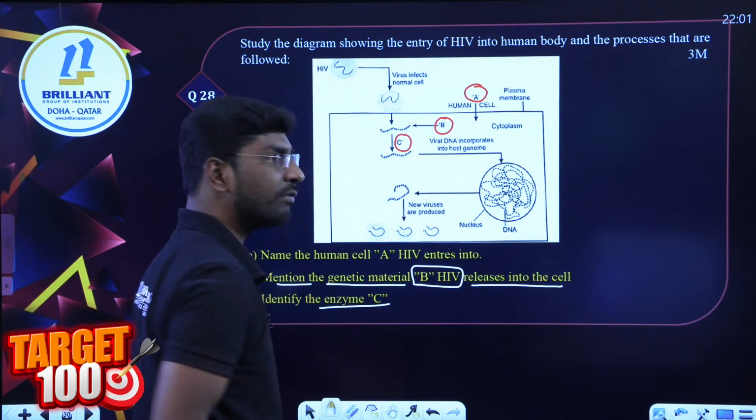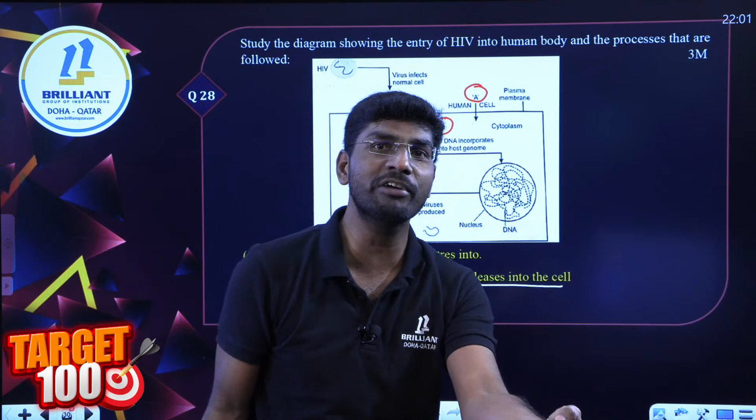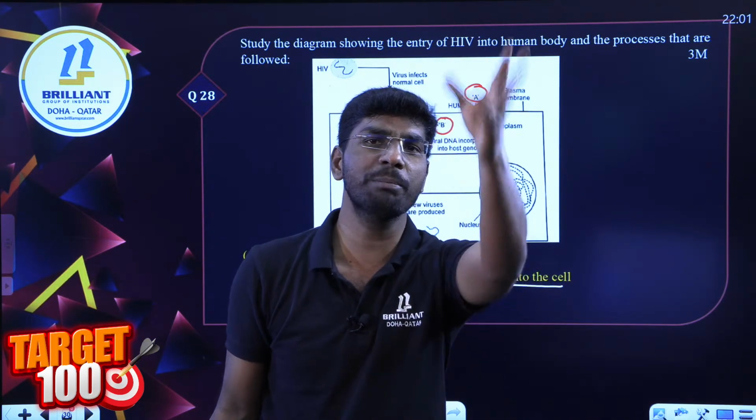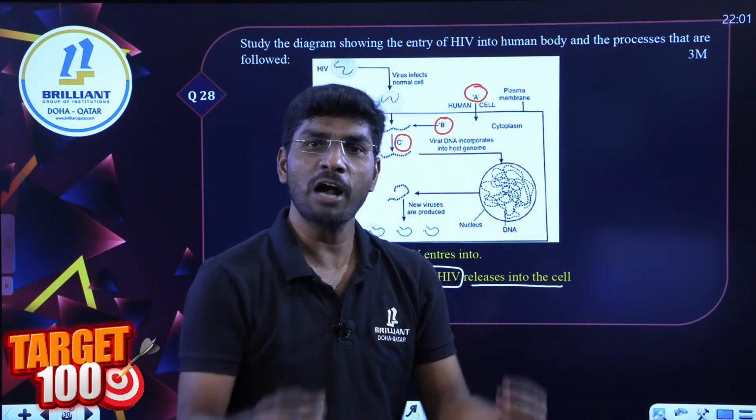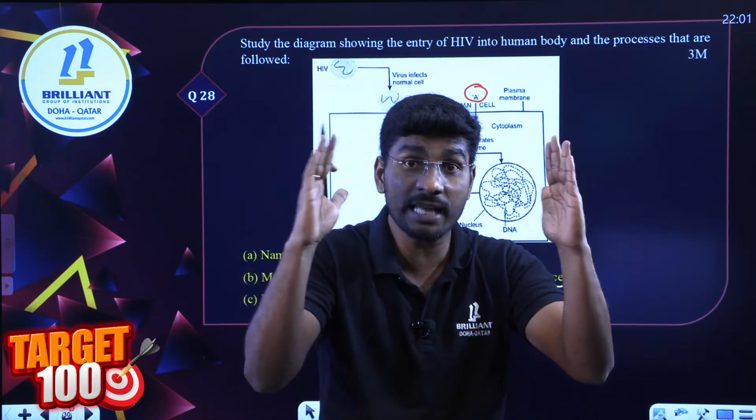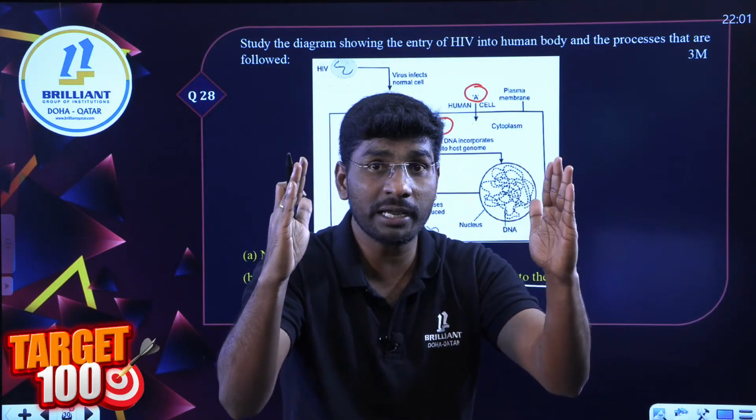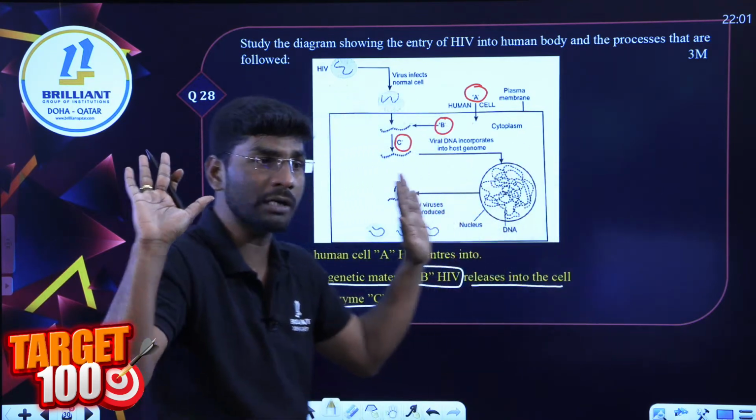Identify the enzyme C. Reverse transcriptase. Three simple answers, how simple to get full marks. If you understand this paragraph, if you understand the mechanism of HIV, you can easily score full marks. Next question.